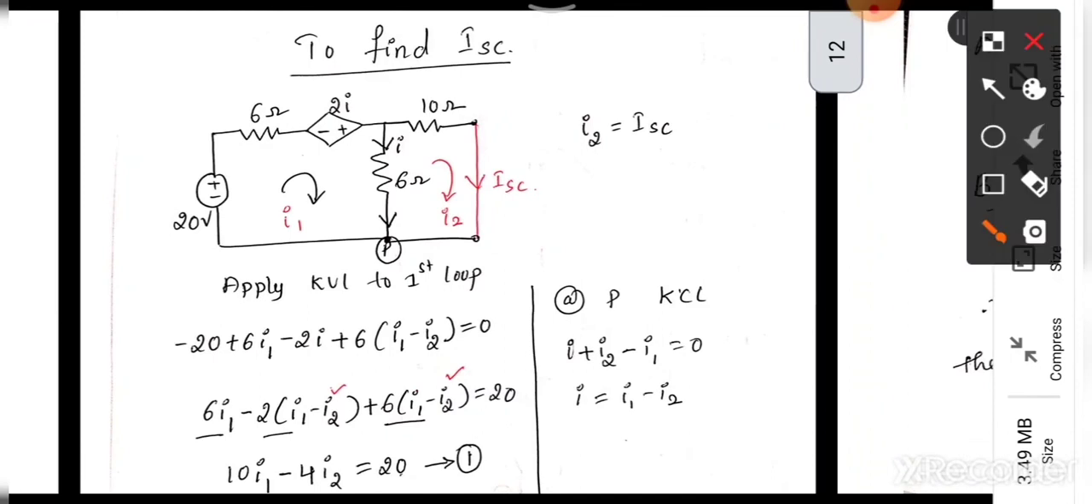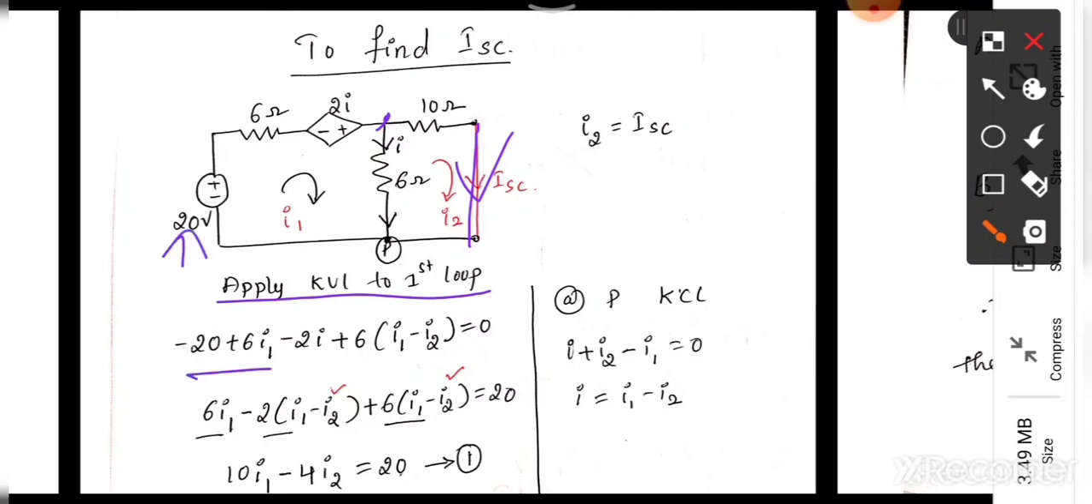So we have to short those two terminals and apply whichever method you like. You can apply KVL or KCL, node or mesh analysis, anything, but we have to calculate this ISC. The easiest way to calculate the current through this is applying KVL, that is mesh analysis. Apply KVL for the first loop: minus 20, 6I1 minus 2I plus 6 times I1 minus I2 will be equal to 0.